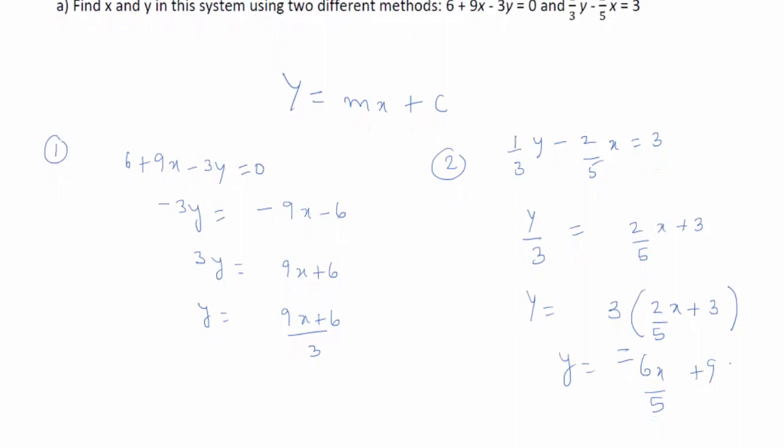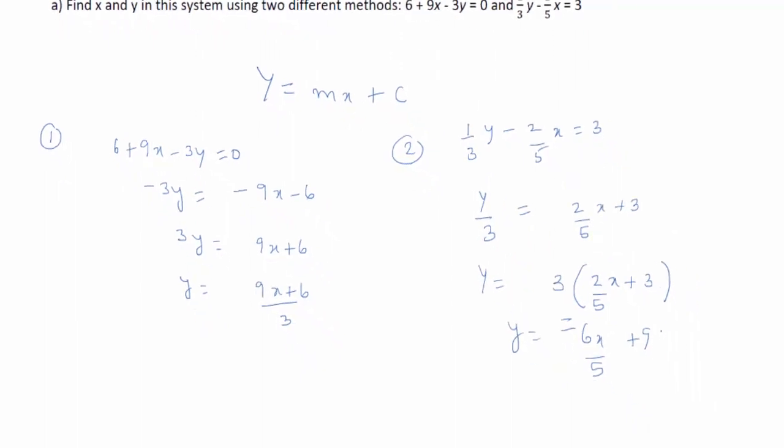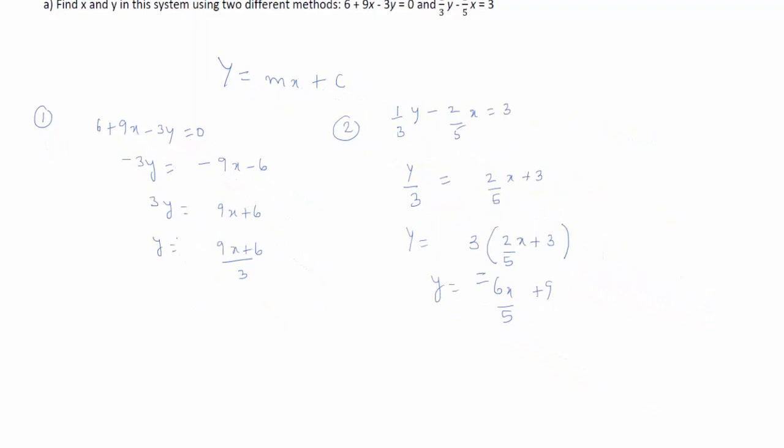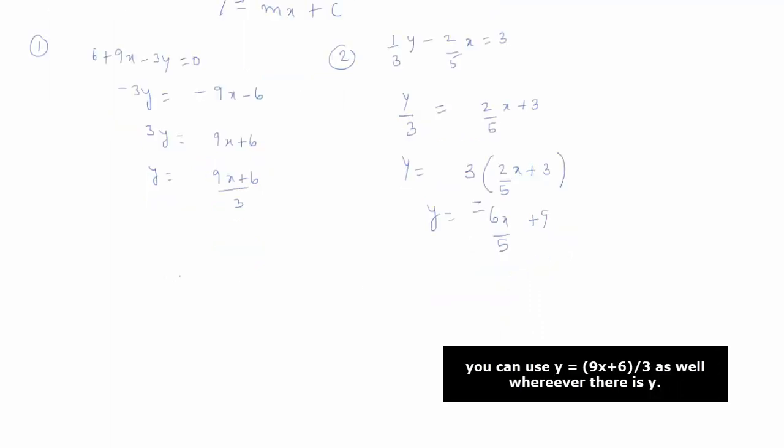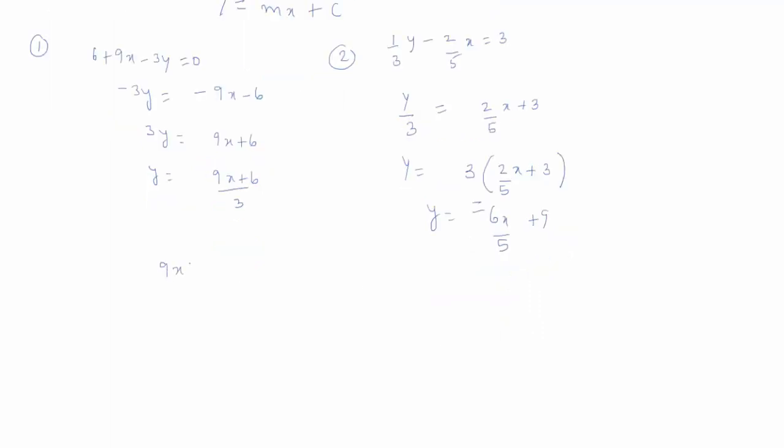Okay, so we've got two equations which we have written in the form y equals mx plus c. Wherever there is y, we can use 6x upon 5 plus 9. So let's do that. I can write (9x plus 6) divided by 3 equals 6x upon 5 plus 9. So we've now got one equation with x as a variable. It's just a matter of rearranging this equation and solving for the value of x.